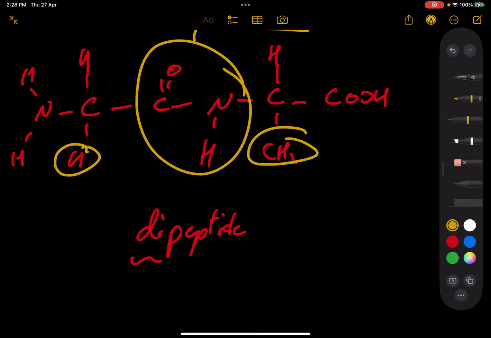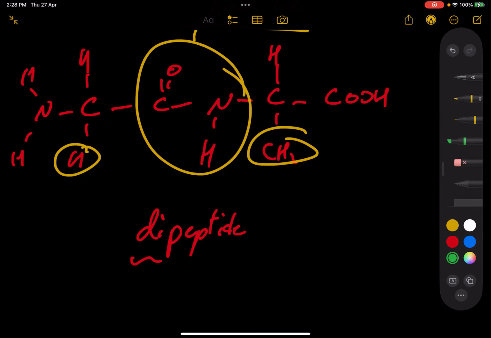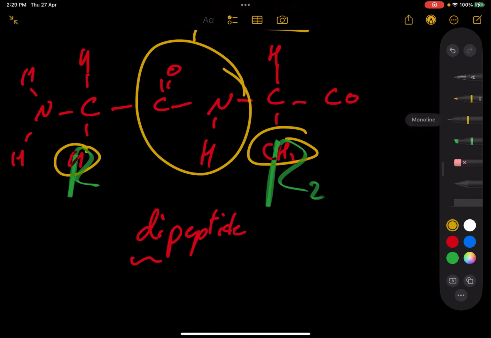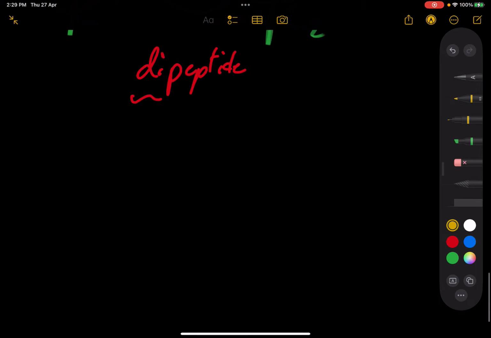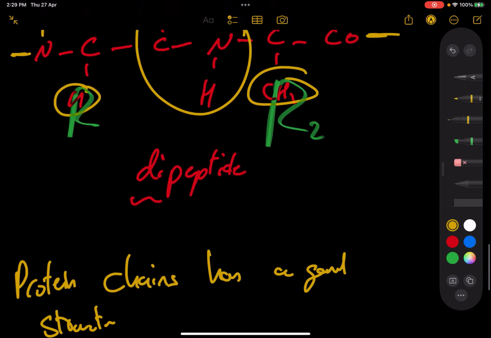So let's draw the general formula. Can we generalize it? What if, instead of the H, we placed an R, and here we placed another R? We generalize the formula, and instead of this, we make another chain. This is the general formula of a protein. Protein chains have a general structure like the one I drew here.